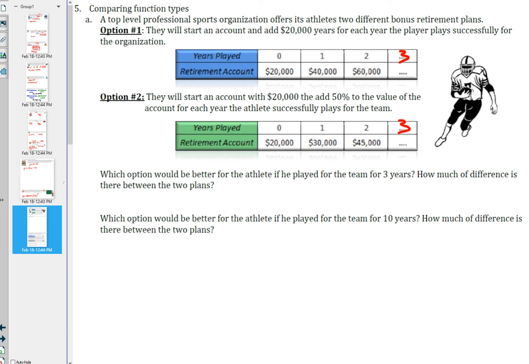What type of a model is the first one? Yeah, this is linear. So it's a common difference. So the next, we're adding 20,000 here. So this is going to be 80,000. What type of model is the next one? When you're adding 50%, this is exponential because that's geometric. And what we're doing there is multiplying by 1.5, times 1.5 times 1.5 times 1.5.